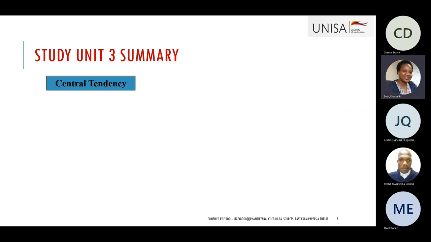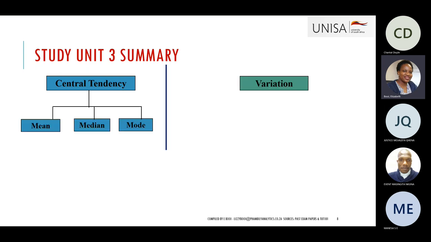In study unit 3, we learned about the measurement in terms of numerical data. How do we summarize the data by means of three ways: the measures of central location, measures of variation, and the quantiles. In terms of measures of central location, you need to always remember those three measures that we talk about: the mean, the median, and the mode.